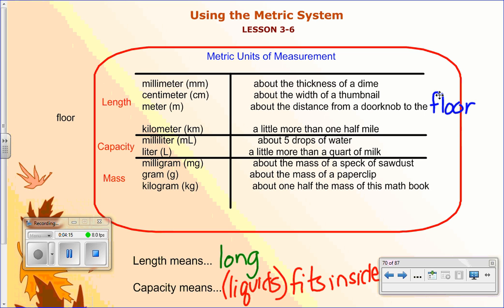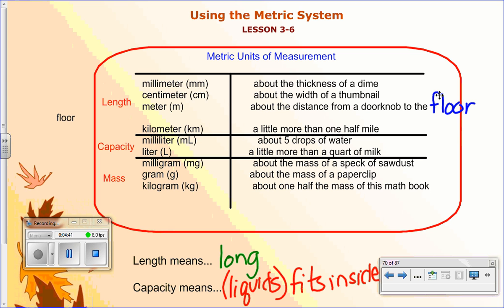All right, and then finally is mass. And that is really, some people like to think of it as weight, but weight and mass are different. Weight can fluctuate. Our weight changes all the time. Well, mass is how much stuff you have inside of you. All right, and that doesn't usually change. So milligram is about the mass of a speck of sawdust. So sawdust, it means really it weighs nothing.